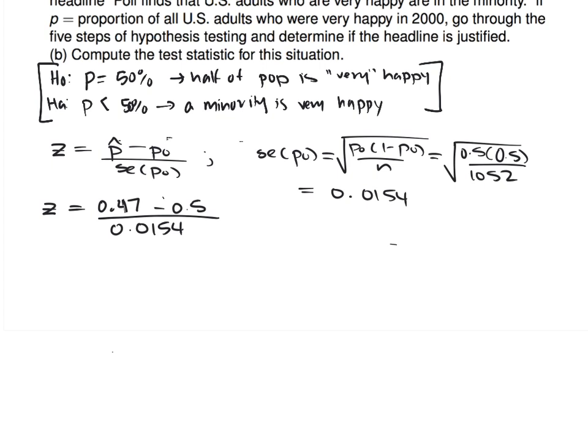Okay, so 0.47 minus 0.5 divided by the square root of 0.5 squared over 1,052. I got this z is negative 1.95. I actually used the very exact answer of this, so see if you can get the same thing as me.